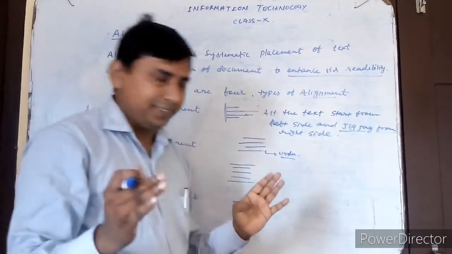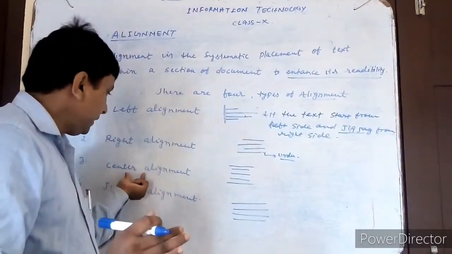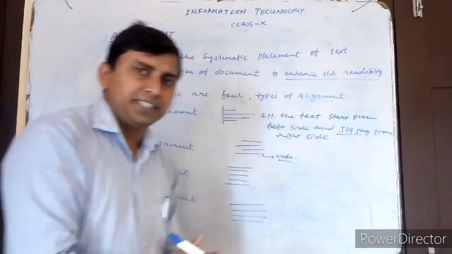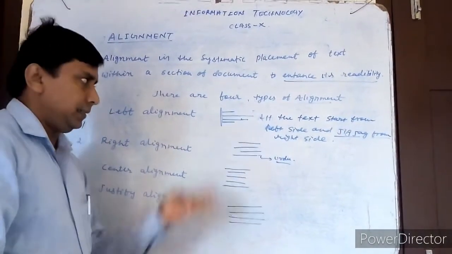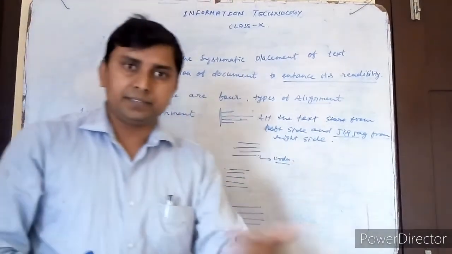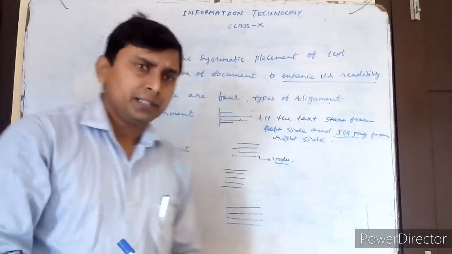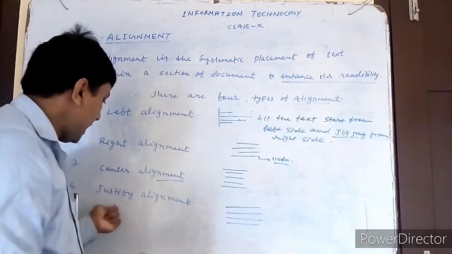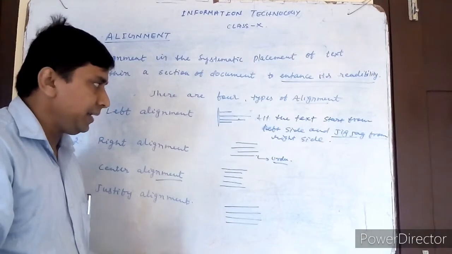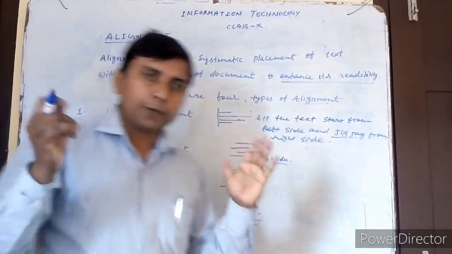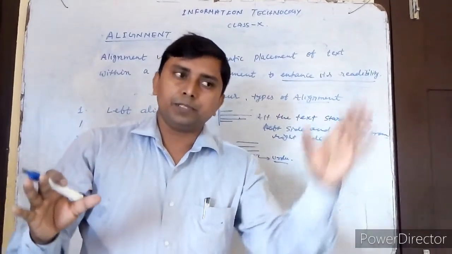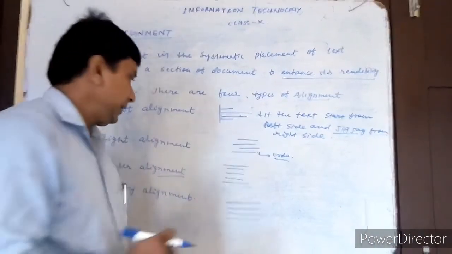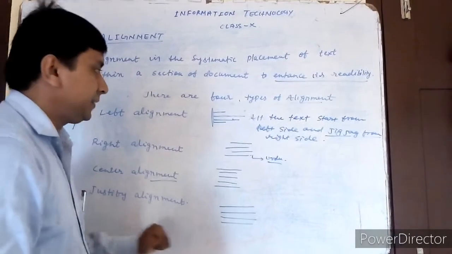In some places we follow center alignment, which puts the text in the center. Many magazines, newspapers and pamphlets follow center alignment. Justify alignment leaves the same space on the right side and the left side. In that case, we use justify alignment.